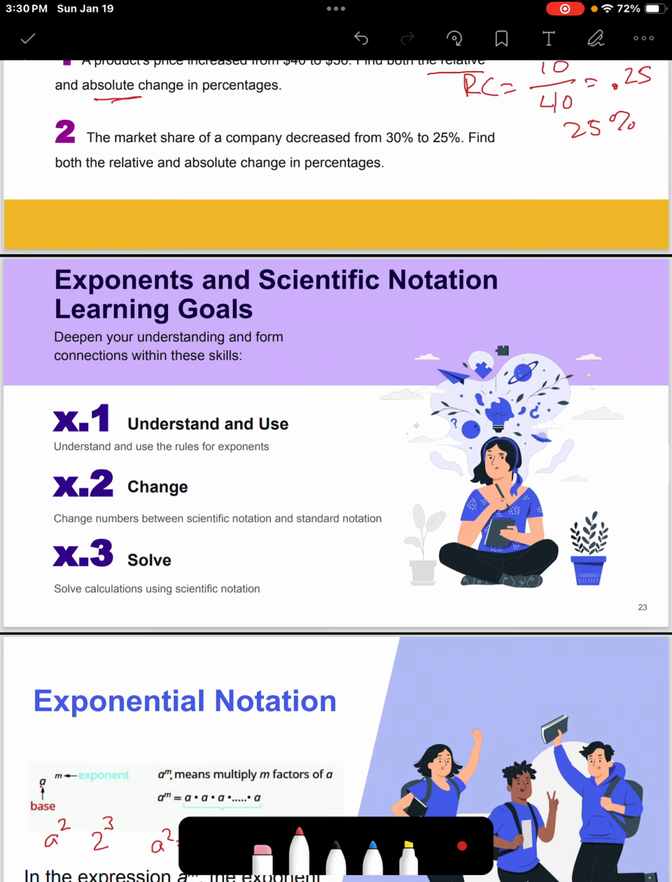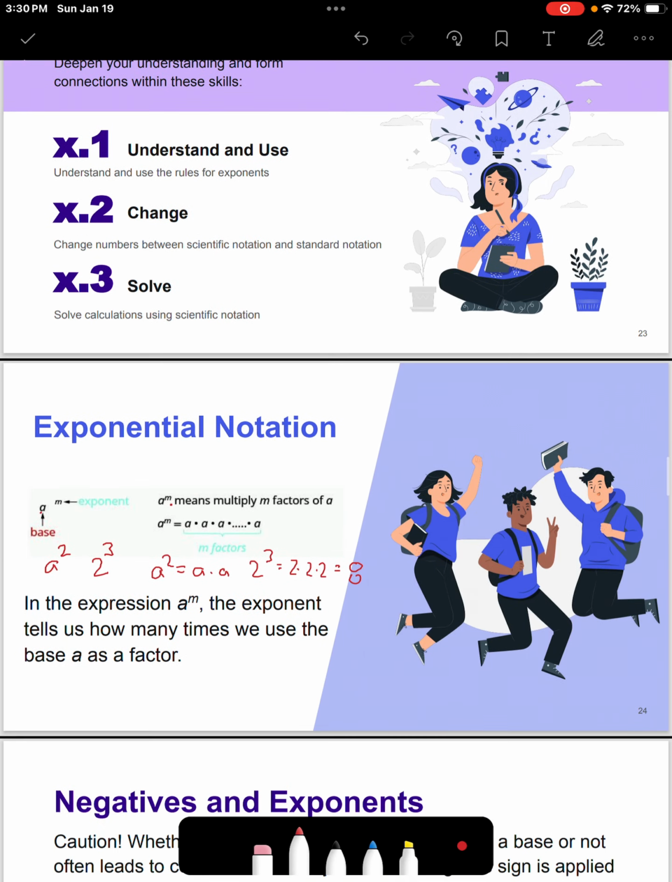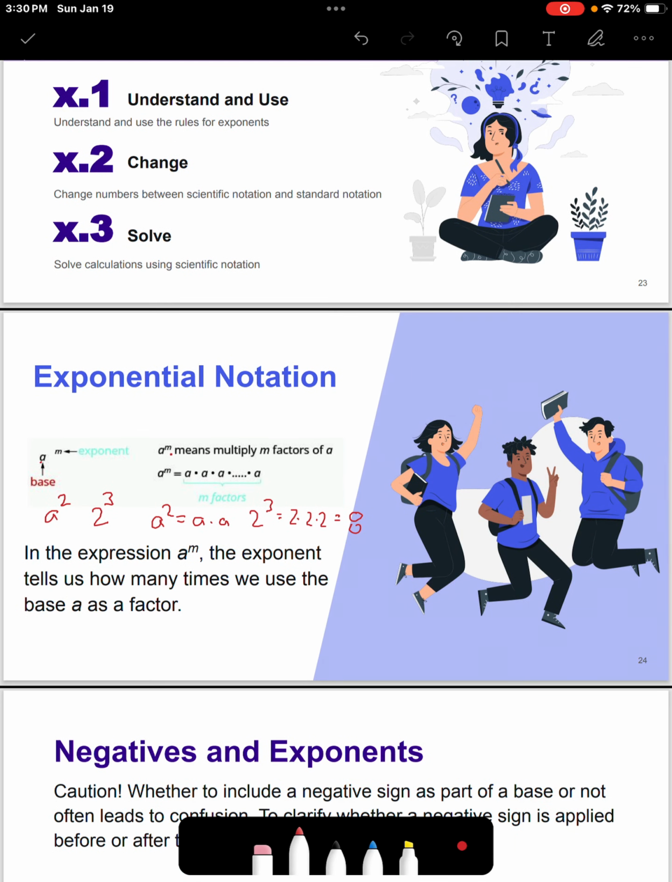Let's talk a little bit about exponents. There's a bunch of exponent rules we need to go through. Exponents are made up of a base and an exponent. The exponent tells the base how many times to multiply itself together. So if I have 2 to the third, the 3 tells the 2, which is the base, to multiply itself 3 times, and that equals 8.